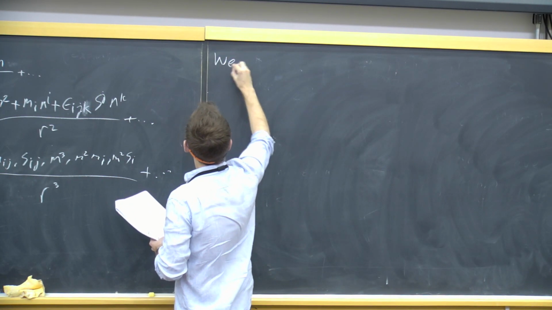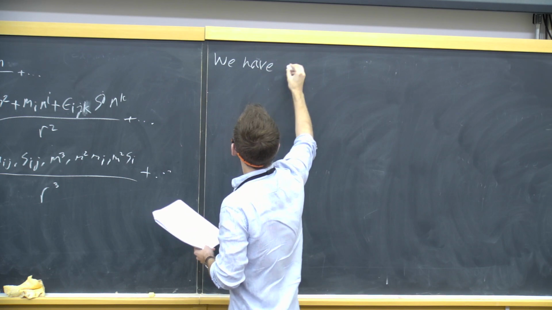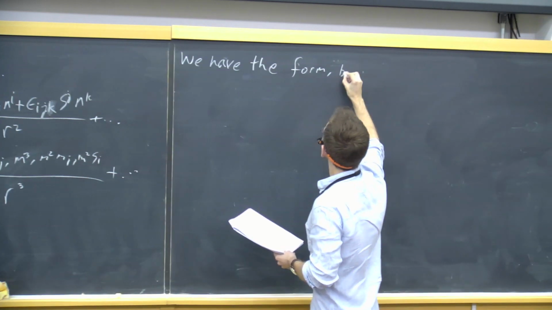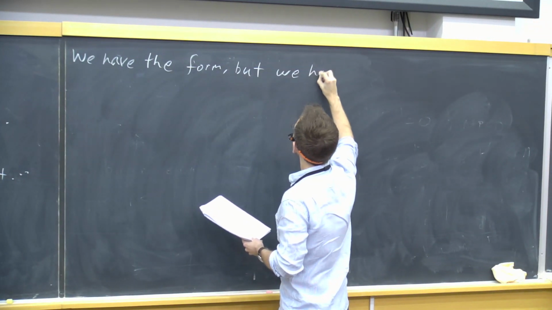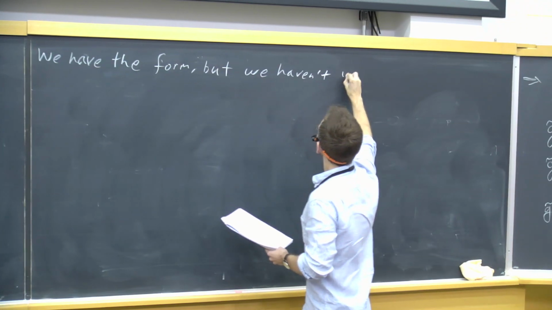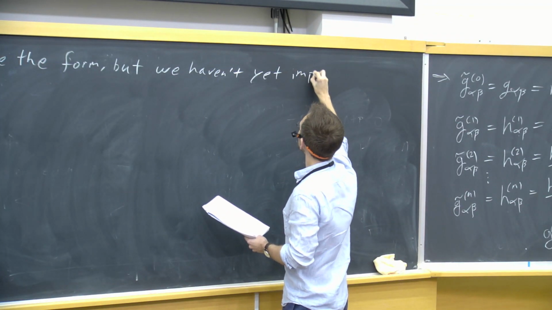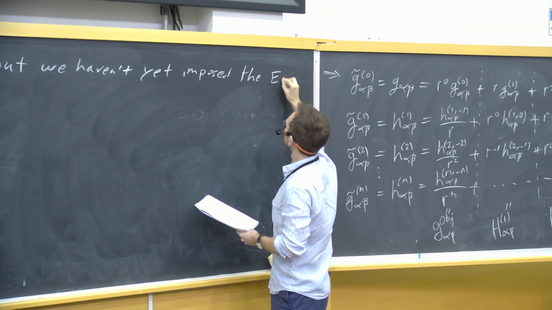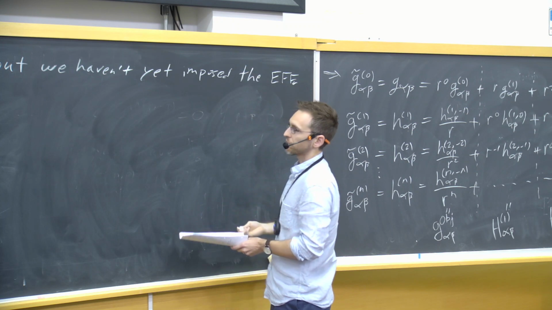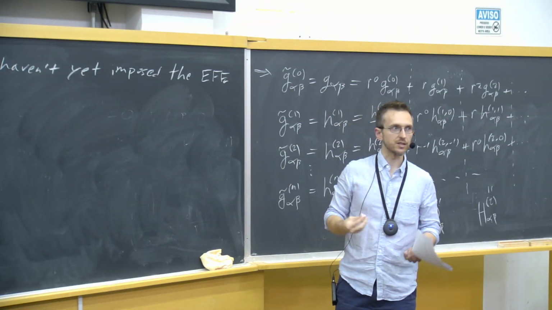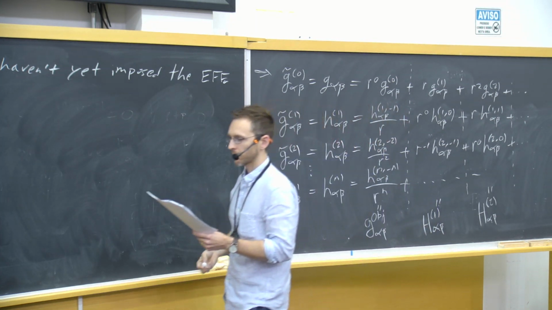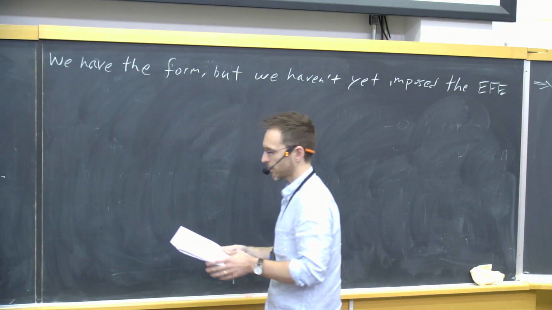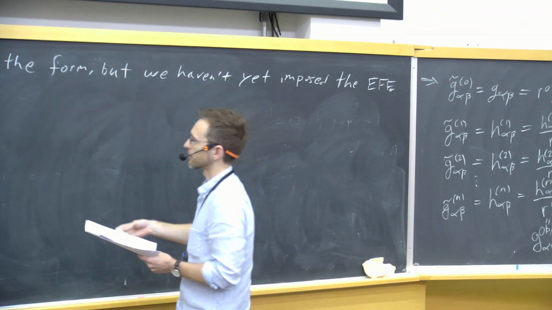So we have the general form. But we haven't yet imposed the Einstein equation. So far, this general form is not required to satisfy the Einstein equation. We now want to actually impose the Einstein equation. So to do that, I'm going to make things a bit more concrete by adopting a particular coordinate system.